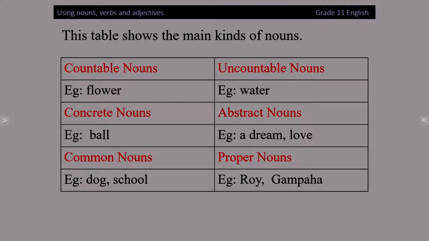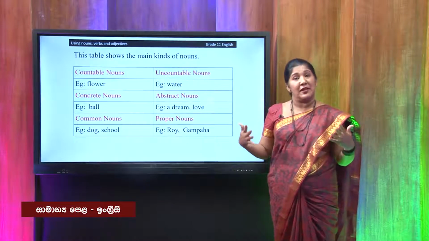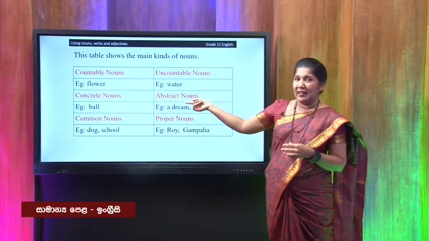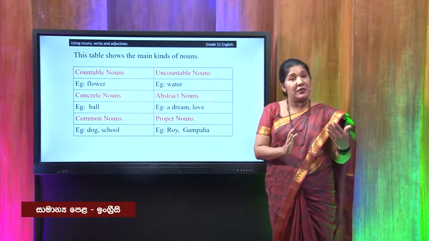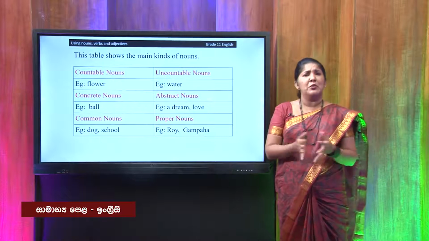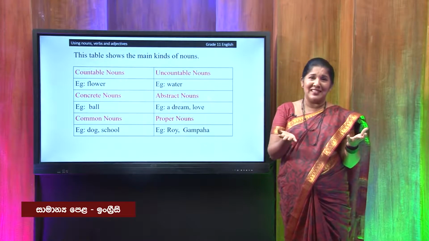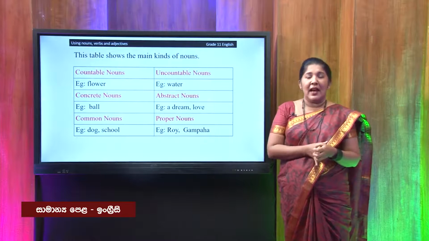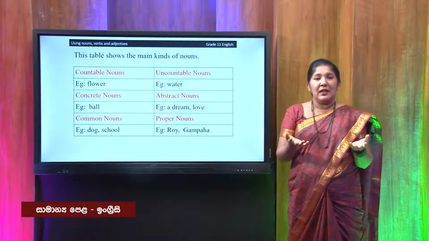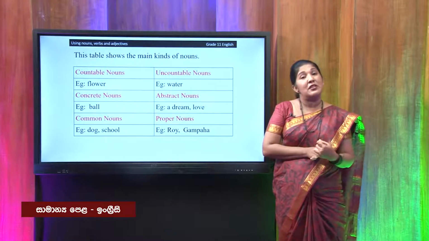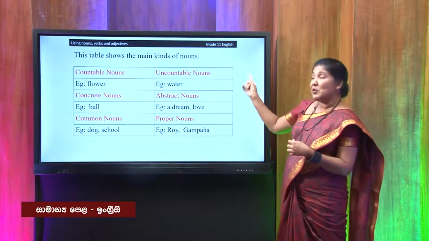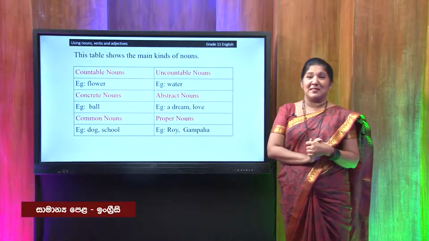Countable nouns can be counted as 1, 2, 3, 4, 5, 6 and many more. For example, flower, and you can say 1 flower, 2 flowers, 3 flowers. Okay? And then uncountables, usually you don't say it like 1 water, 2 water. It's just water. At the same time, for example, you can say oil. Even oil you do not count 1 oil, 2 oil. And you can also think of other examples which you can put under uncountable nouns.